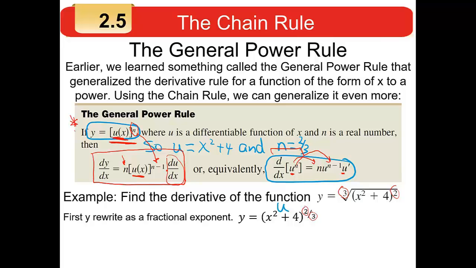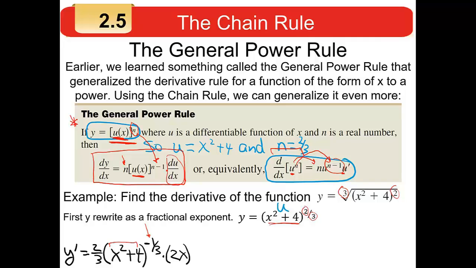The formula says you take the n, which is 2/3, and multiply it by the u, which is the x squared plus 4, except you raise it to the 1 less power. So you've got to take 2/3 and subtract 1. Well, 2/3 minus 1, which is 2/3 minus 3/3, is negative 1/3. So the power goes down by 1. But then you're not done.